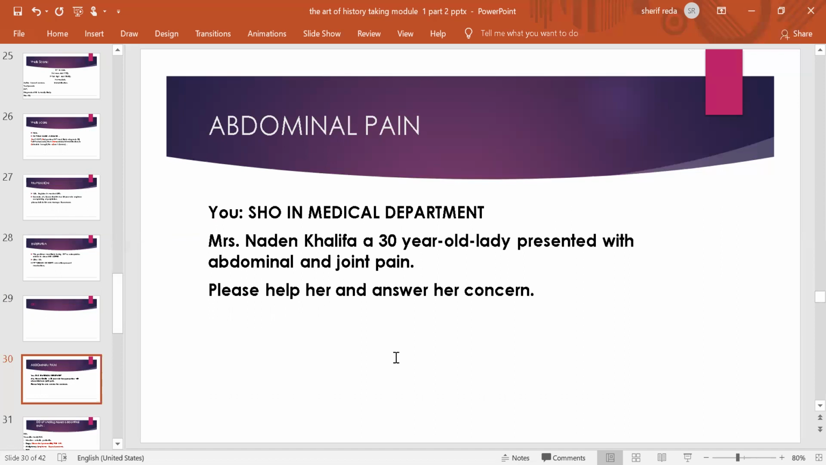A patient with abdominal pain. You are a senior house officer in the medical department. This is your role. And Mrs. Nadine Khalifa, this is your patient, is a 30-year-old lady presented with abdominal pain and joint pain. So this is a case of combined abdominal pain and joint pain. So, in the system disordered, you will analyze everything related to the abdomen and everything related to the joint. Then start by system review. Maybe in the system review, you will start with the skin, the dermatologic system, and so on. And then you proceed to the cardiovascular system, the chest system, and so on.